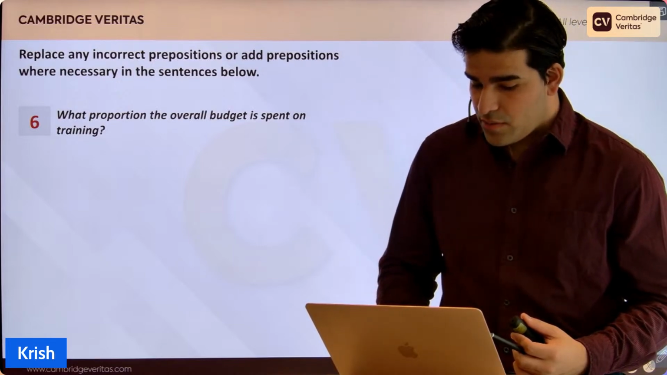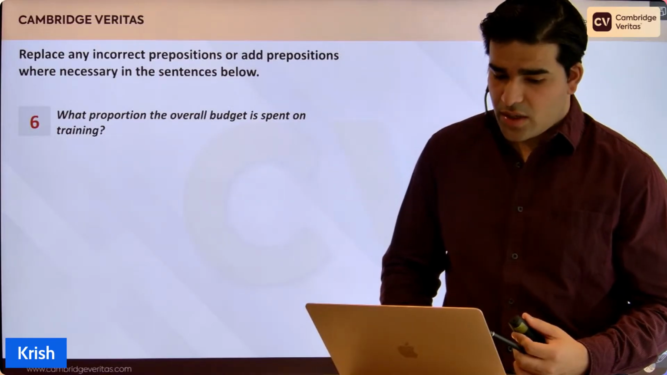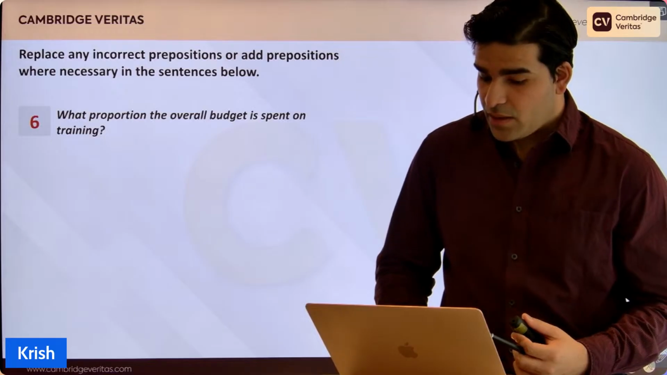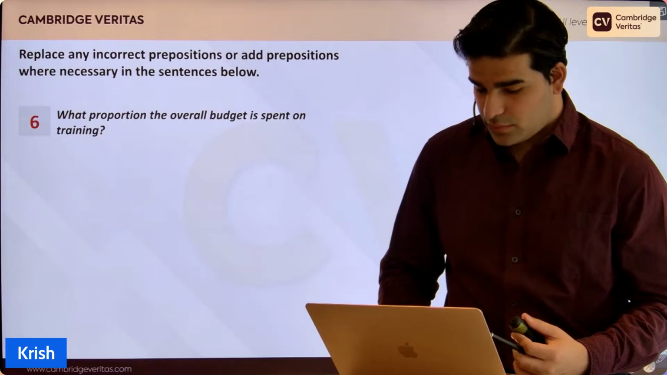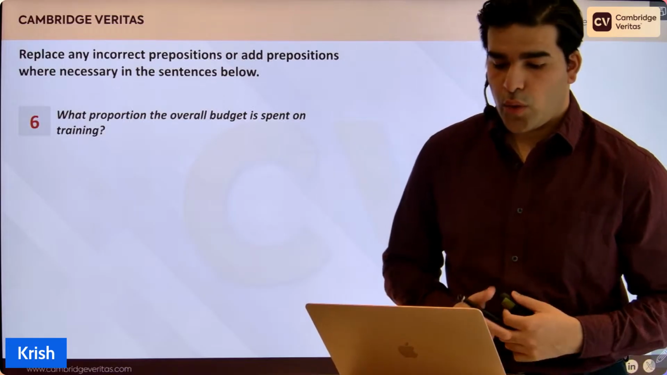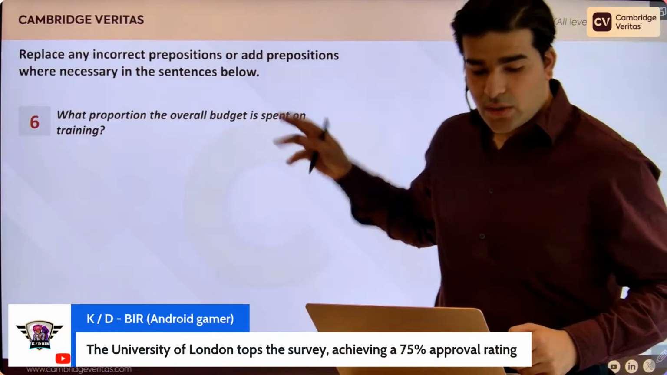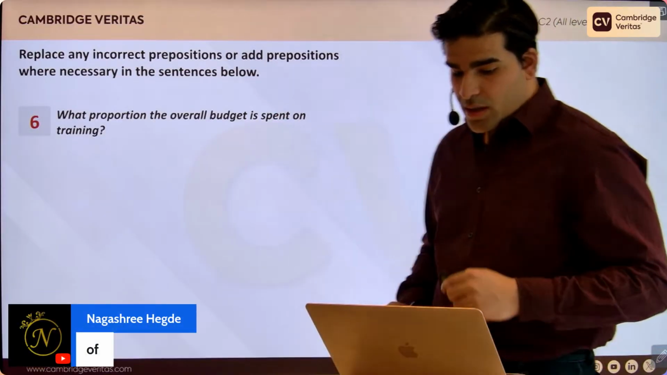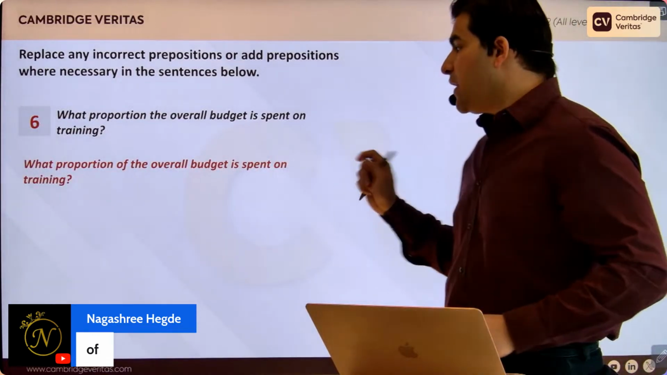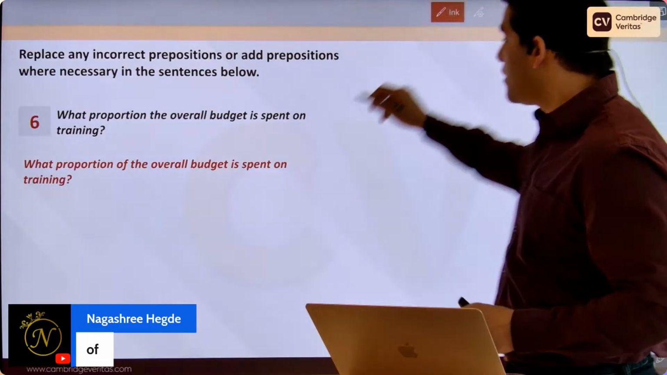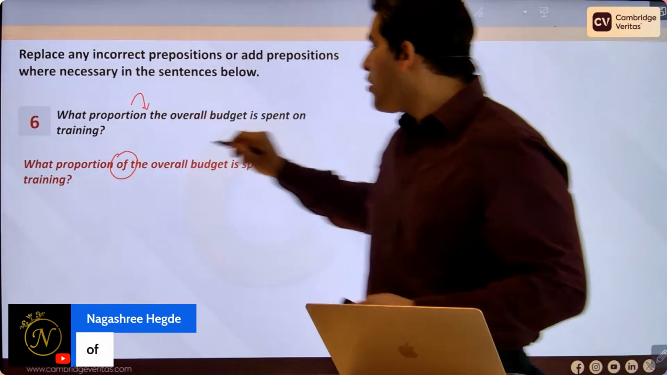Thank you, Shantanu. Can we use achieving? KDBIR, sorry, I do not understand what you mean. Could you elucidate? Because of the numerical data, absolutely. Thank you. What about other people? Thank you, Nagashri. Wonderful. So Nagashri's told us the correct answer here. It is what proportion of the overall budget is spent on training. So the correct answer is of, proportion of.